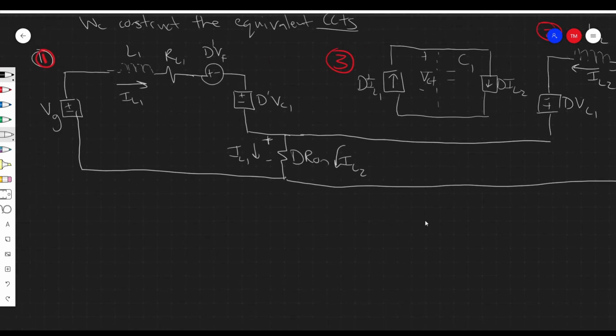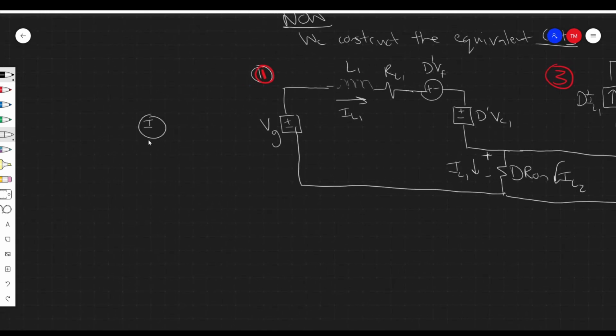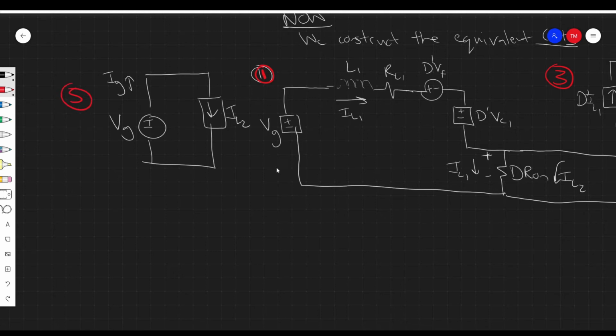The other thing we have to include is the input. So we also have an input equation. And the input equation just says that the input current, IG, is equal to IL2. That's it. This is equation 5. So, sorry, this should be IL1.